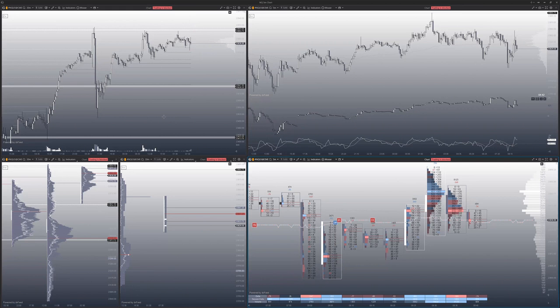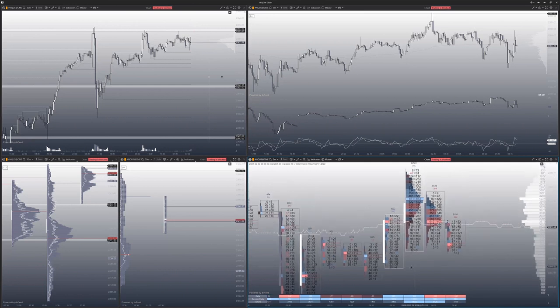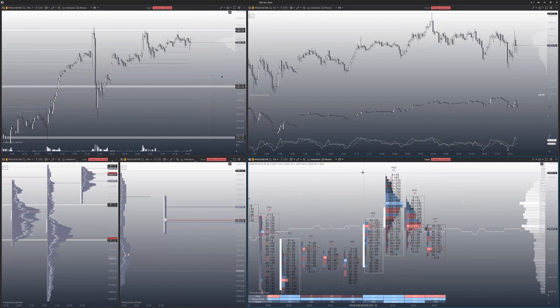So let's look at the price action and the order flow. No. We need to wait. We need to wait.